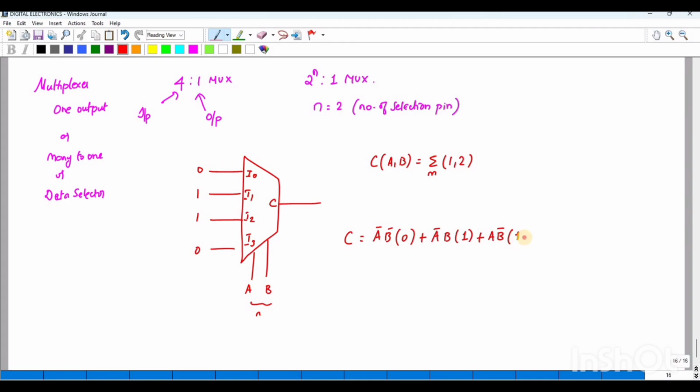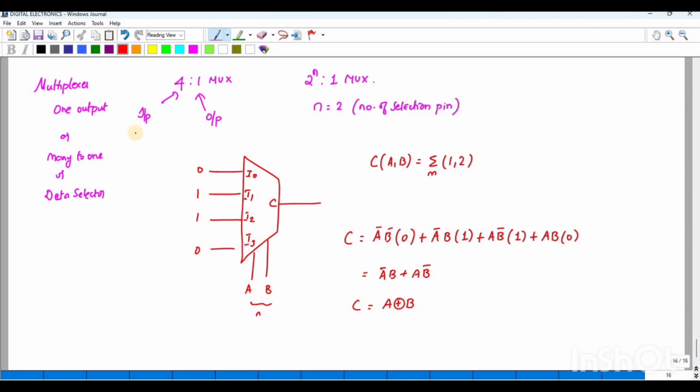I2 value is 1. So when AB is 1 1, I3 is selected, right? I3 value is 0. So C is equal to A bar B plus A B bar. So this is nothing but A XOR B. Okay. So this is how you have to implement the 2 input XOR gate using a 4:1 MUX.